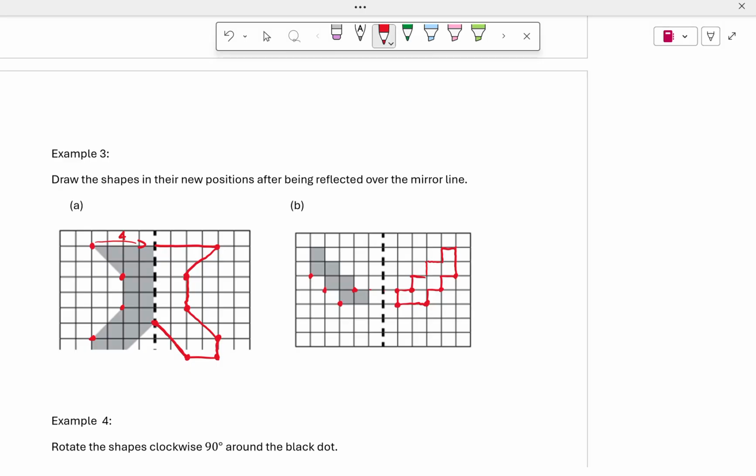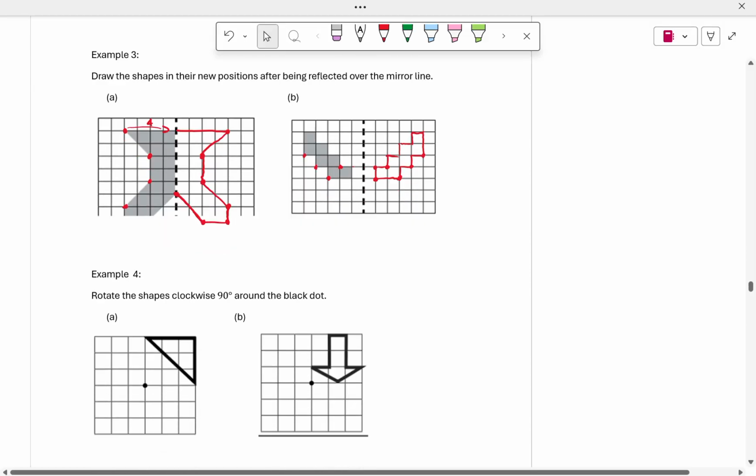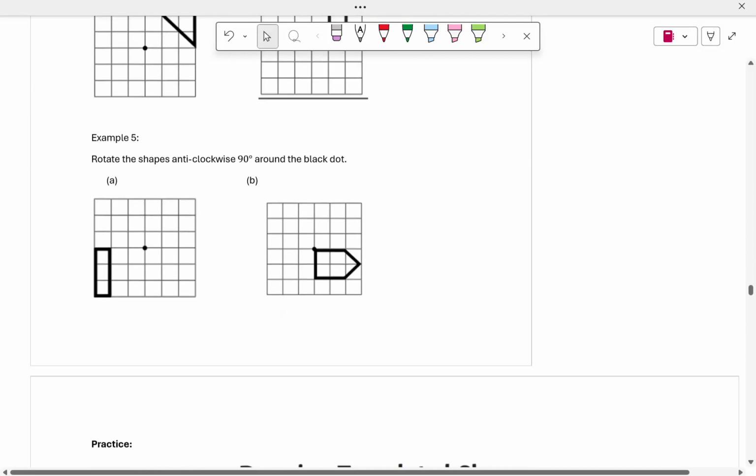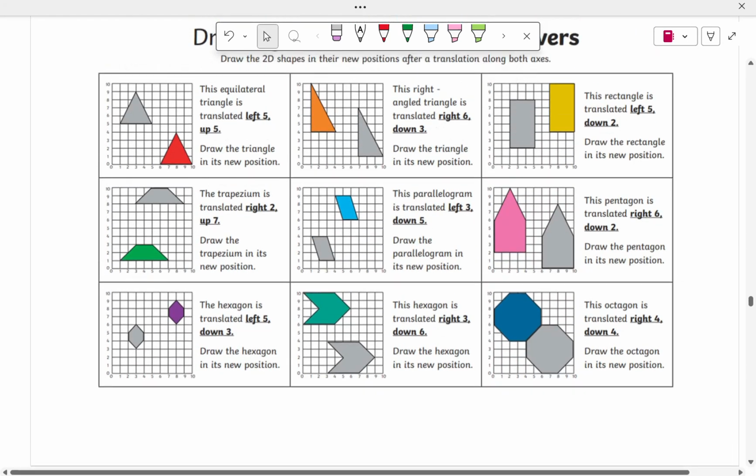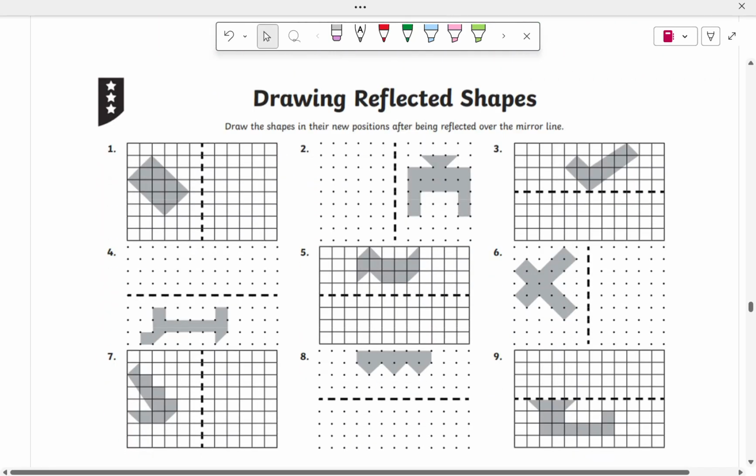So what I'd like you to do for today is simply go through and look at the translations. It talks about the translations here for each of these. That's in your booklet. Here are the solutions for you. Here are some reflections. Give these ones here a go.